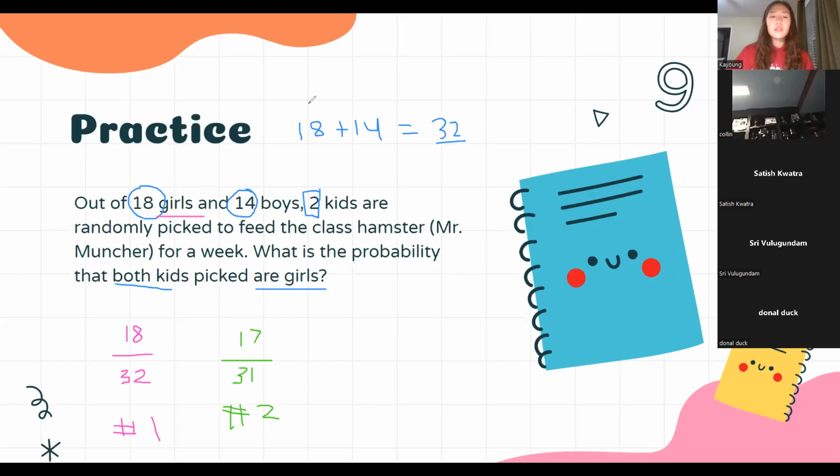And since you have to pick the first person as a girl and the second as a girl, it's multiplication. So when you multiply, you get some big number that we don't really need to know. Does that make sense?